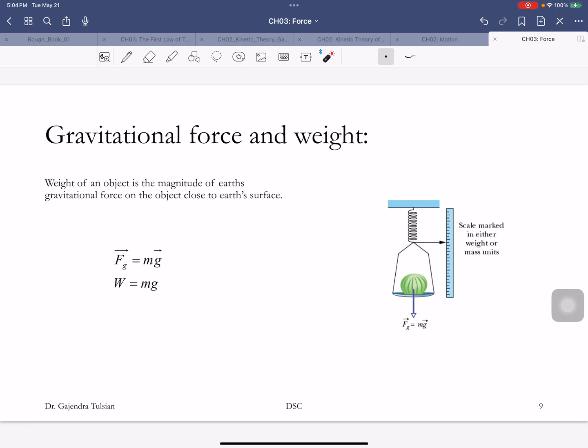Okay, now we'll consider some forces. Like we said, every object attracts every other object. So the earth is attracting this watermelon, and the direction of the gravitational force on the watermelon is towards the center of the earth. The magnitude of this force, the strength of this force, is called the weight, and that's just equal to the mass of the object times the acceleration due to gravity. So the weight of an object is just the magnitude of this gravitational force.